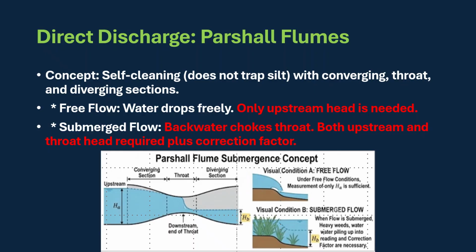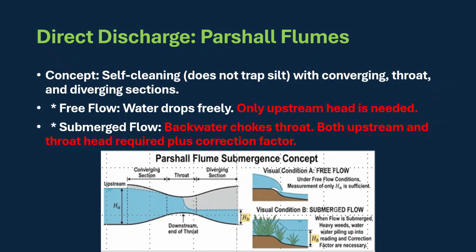HA. But in the real world, weeds grow downstream. This blocks the water, causing it to backflow and flood the throat section. This is called submerged flow. When a flume is submerged, reading HA, that is the converging point, is no longer enough. You must also take a reading in the throat called HB and apply a mathematical correction to find your true discharge.